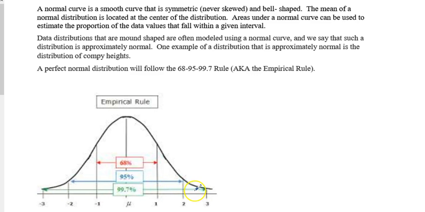99.7% of the data. So this is our empirical rule, and this is something that we're going to be using next class, the 68, 95, 99.7 rule. Okay? 68% within 1 standard deviation, 95% within 2 standard deviations, and then 99.7% of the data, pretty much everything, right, is within 3 standard deviations.